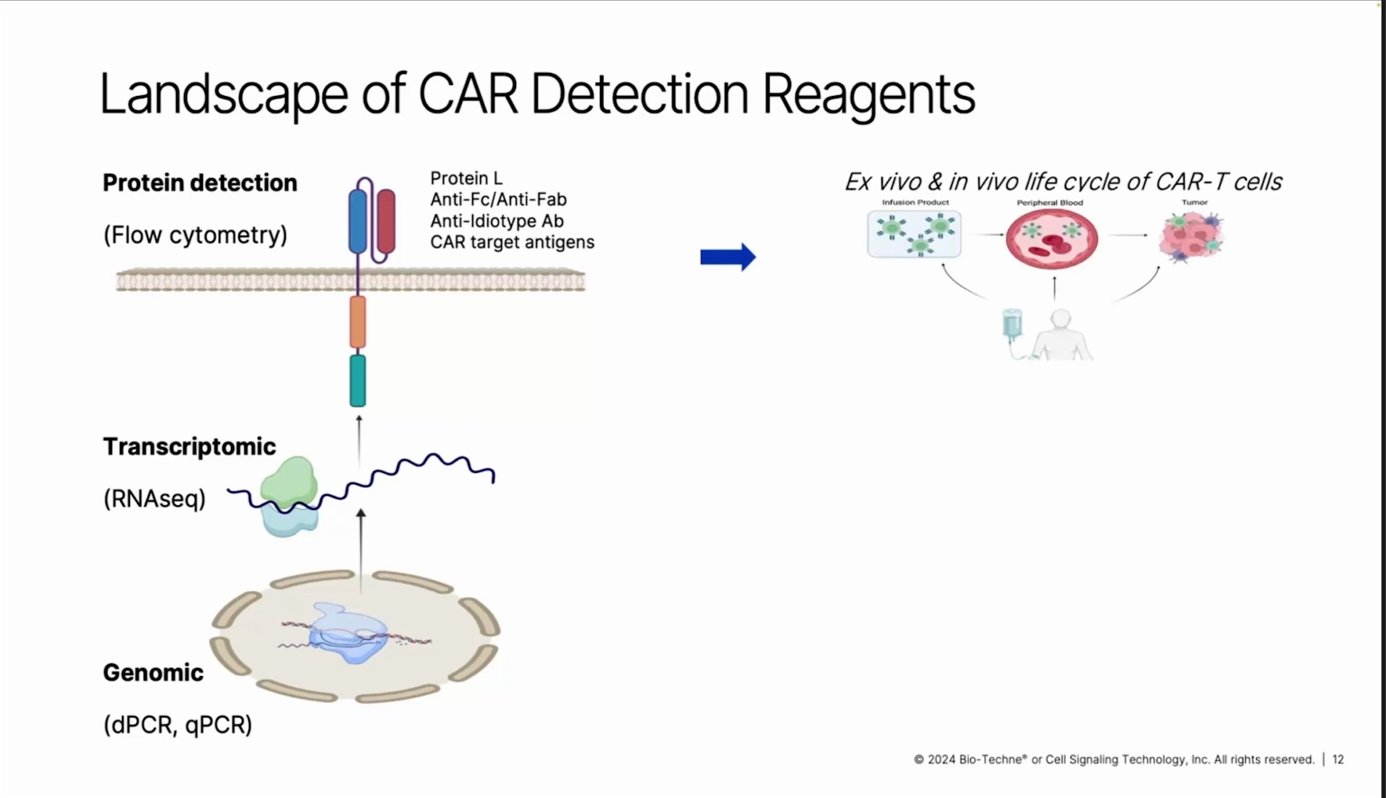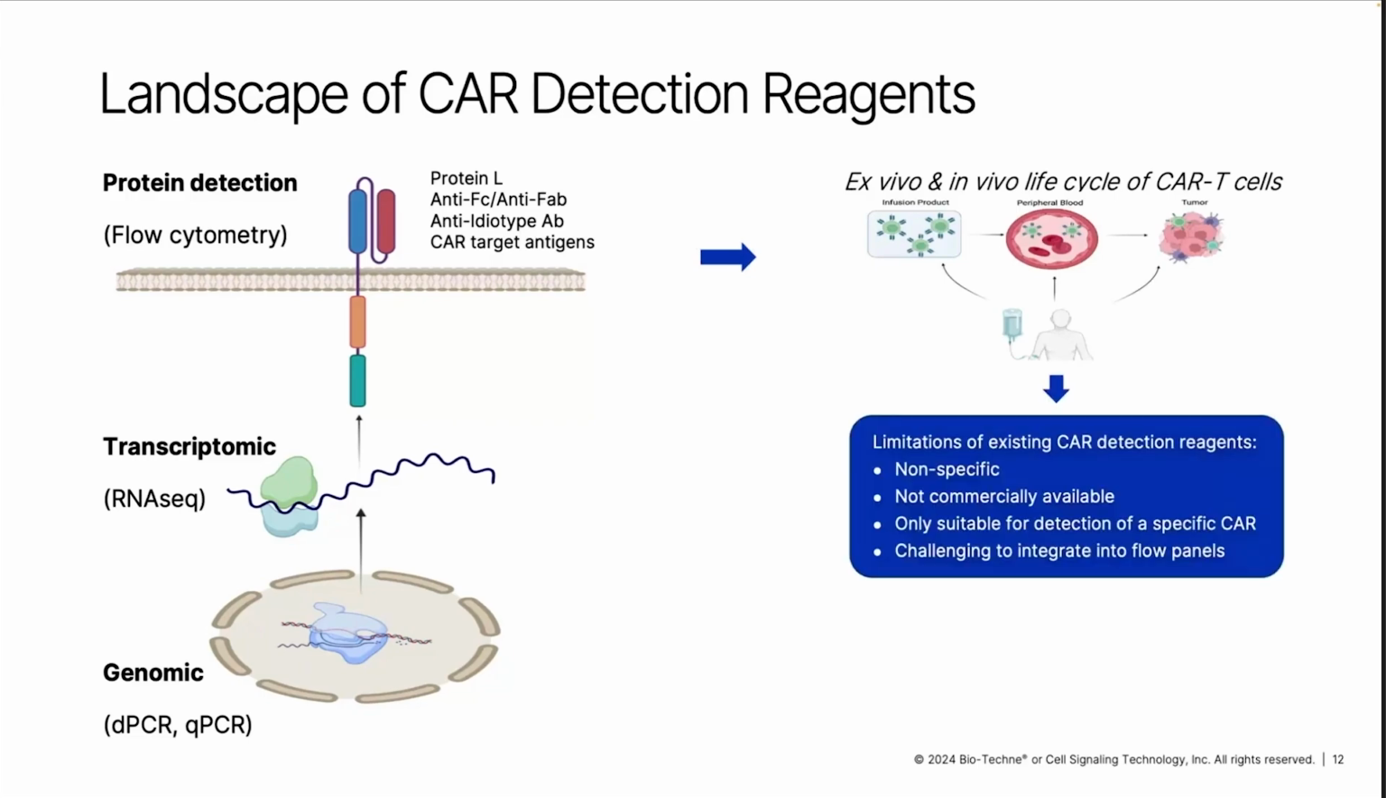There's also an issue of lack of commercial availability, and certain reagents, such as anti-idiotype antibodies, need to be custom generated for each unique scFv. Other reagents, such as Protein L, are not easily incorporated into multiparametric flow panels. And I've listed some of the limitations of these reagents that I just described in the blue box.